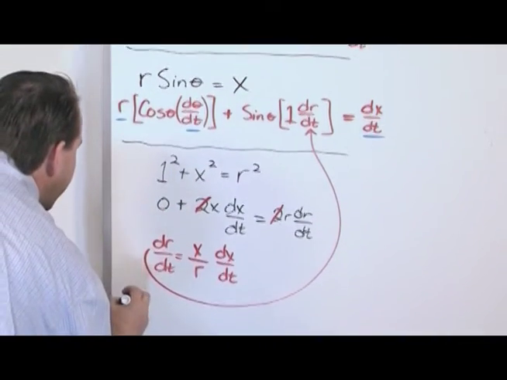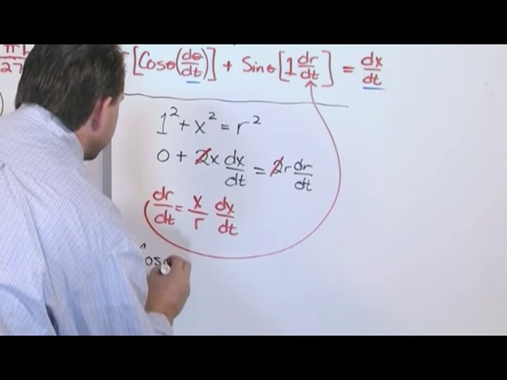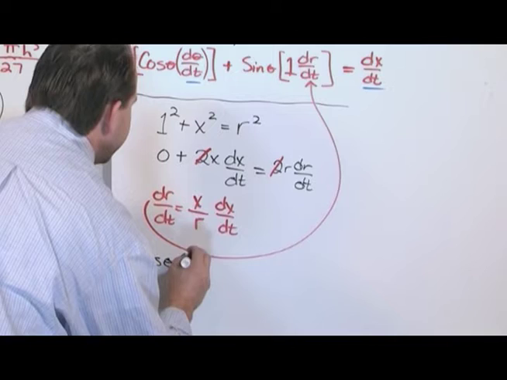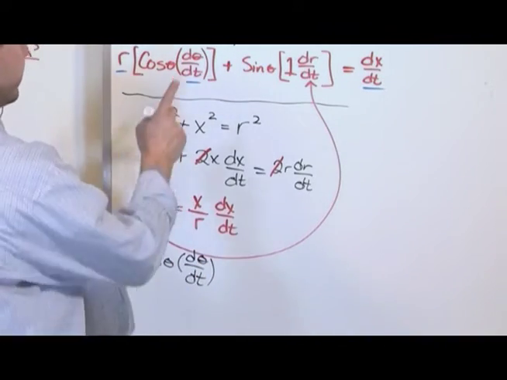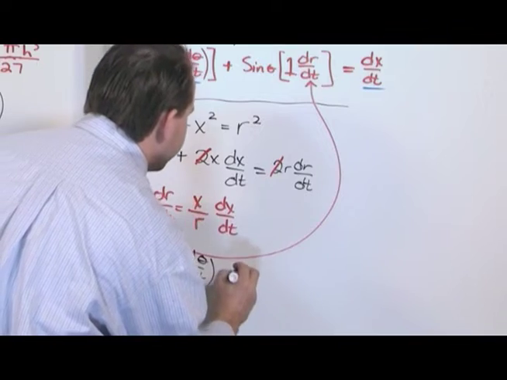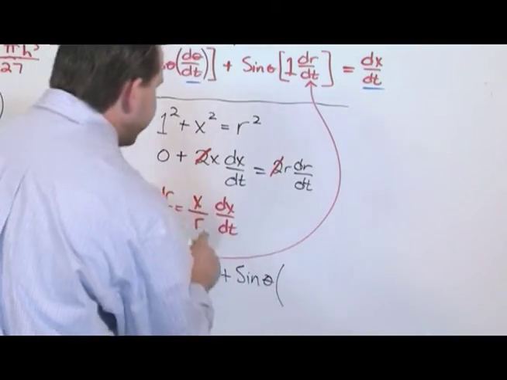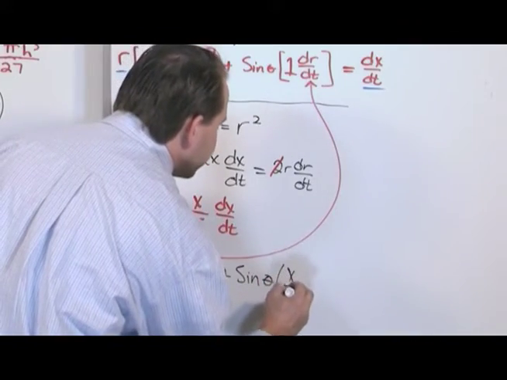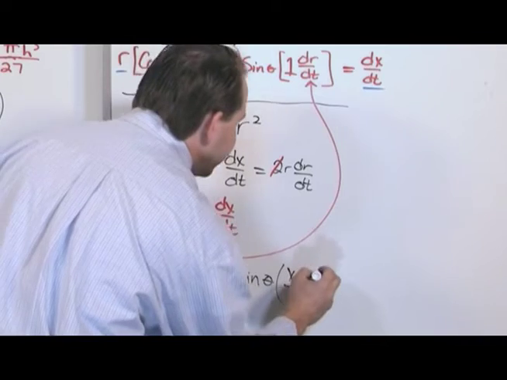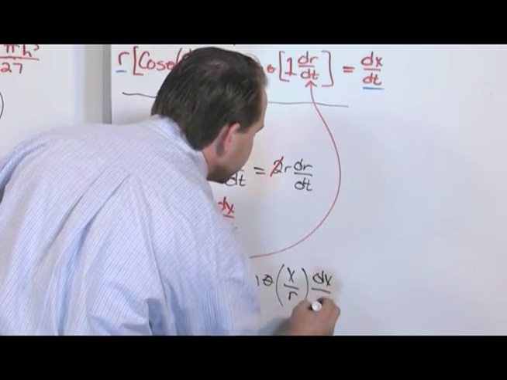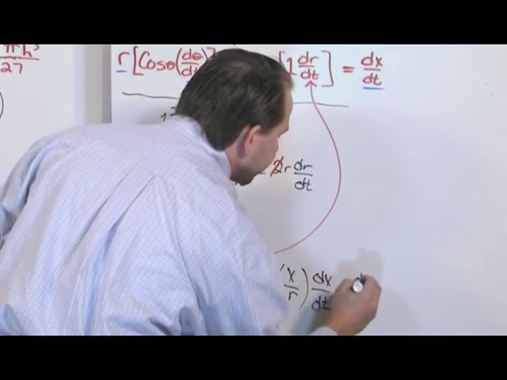So let's rewrite. We'll have r cosine theta times d theta dt, all right, plus sine of theta. Now dr dt, I'm going to go ahead and substitute in x over r, and then I'm going to have x over r dx dt, and on the right-hand side, I'm going to have dx dt.